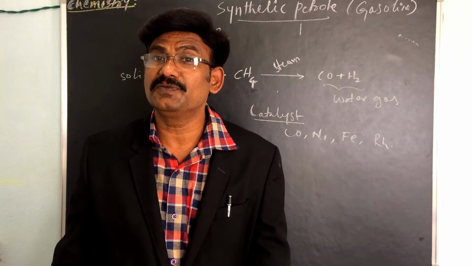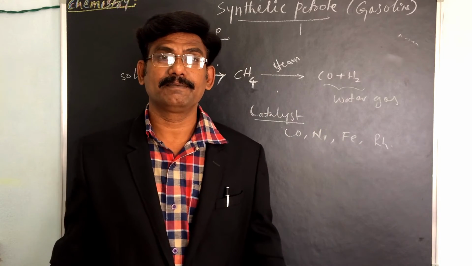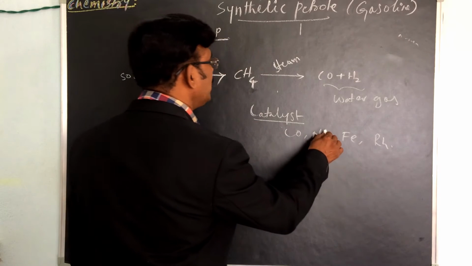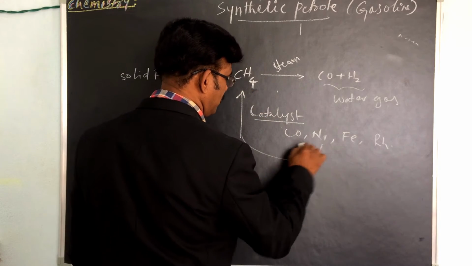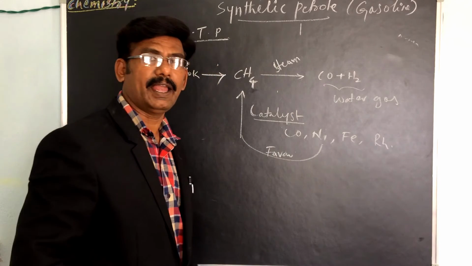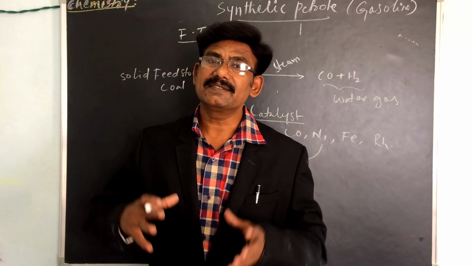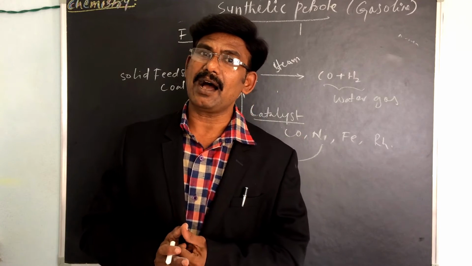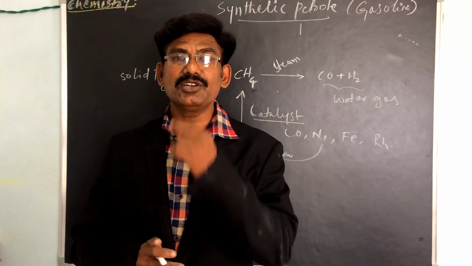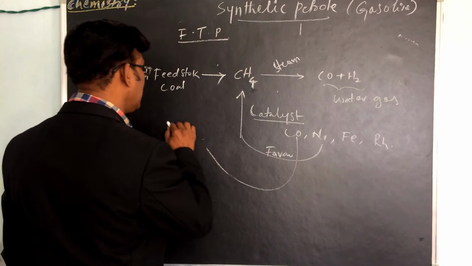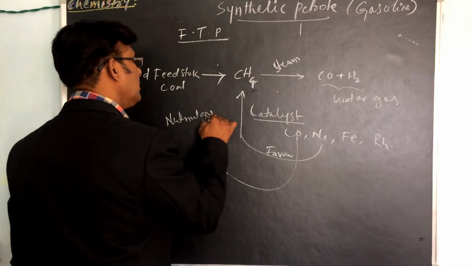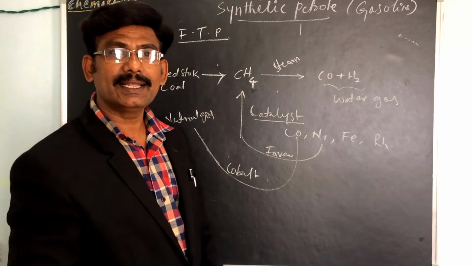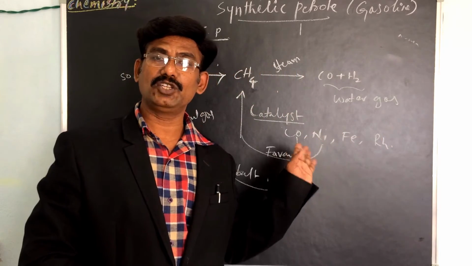Which catalyst is used in this process? Especially in the Fischer-Tropsch process, nickel favors the formation of methane. Whereas cobalt catalysts are more active when the feedstock is natural gas. If natural gas is converted into carbon monoxide, we have to use the cobalt catalyst.